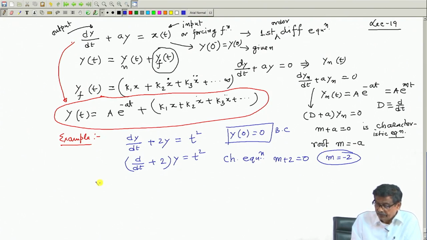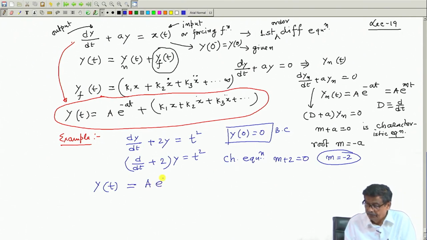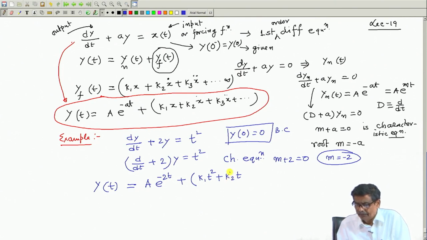Then the total solution is, the natural response solution will be a into e to the power minus 2 t plus these terms. Now, although these terms are infinite, for this function it will be like this: k 1 into t square plus k 2 into t, because the differentiation is 2 t, and the 2 will be absorbed in this constant k 2, plus differentiating once again gives k 3.